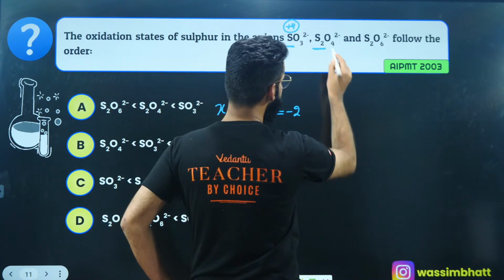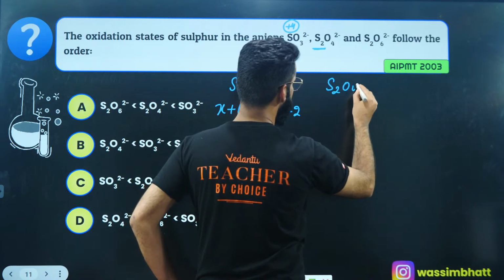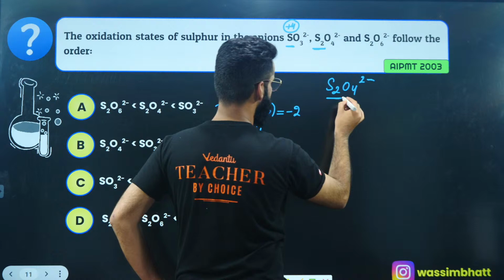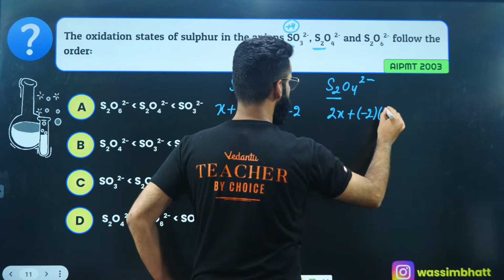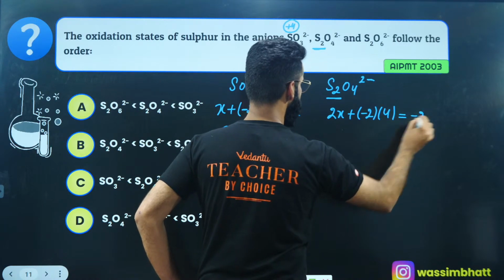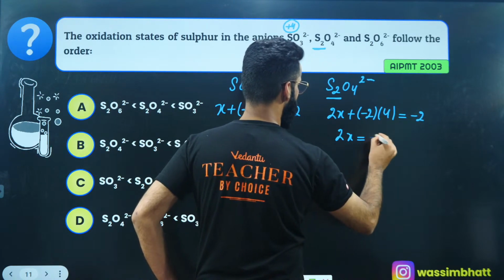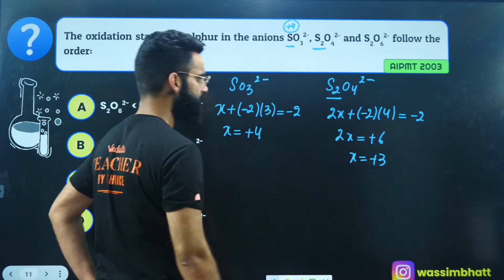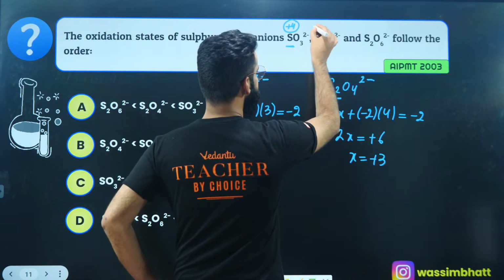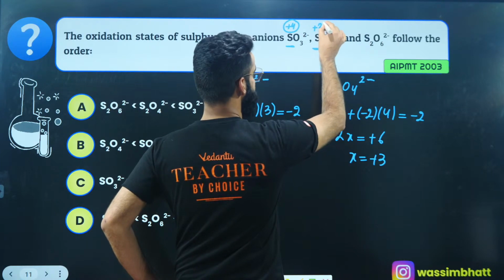What about the oxidation state of sulfur in S2O4 dinegative? Let's assume the oxidation state of sulfur is X. So it's going to be 2X plus oxygen shows -2 oxidation state, 4 oxygen atoms, net charge is -2. So 2X is equal to +6. The value of X will come out to be +3, right? So over here sulfur is going to show +3 oxidation state, correct?